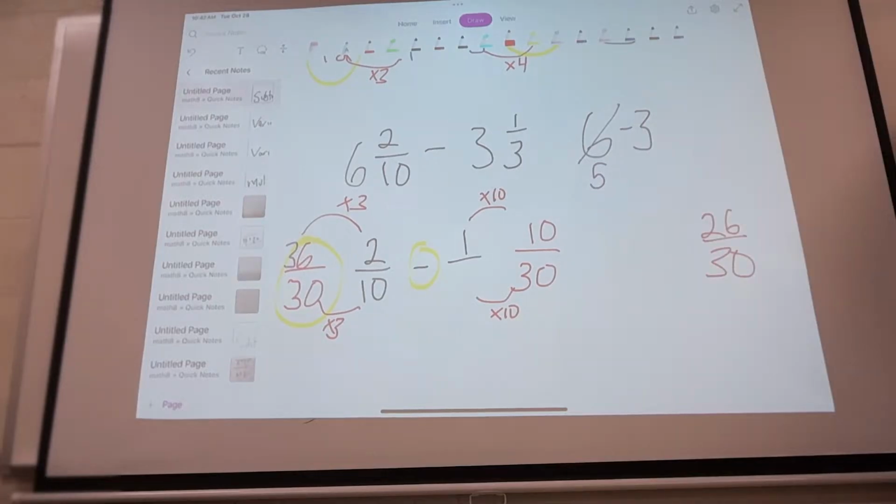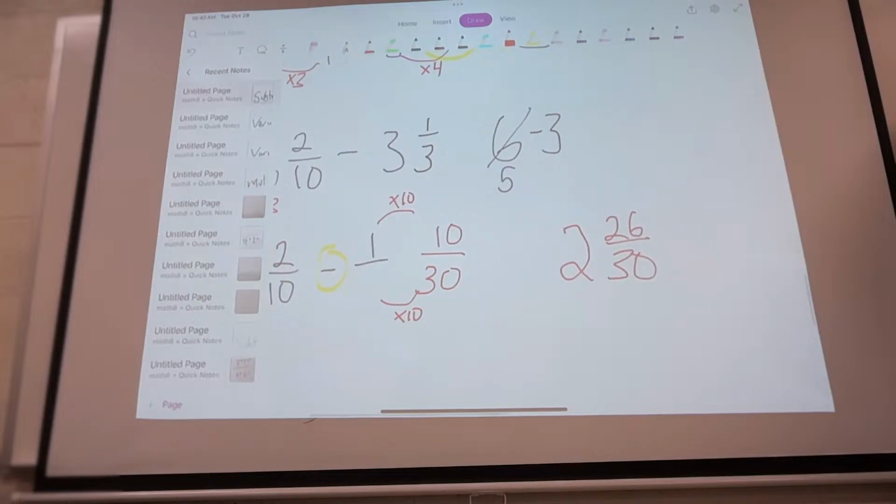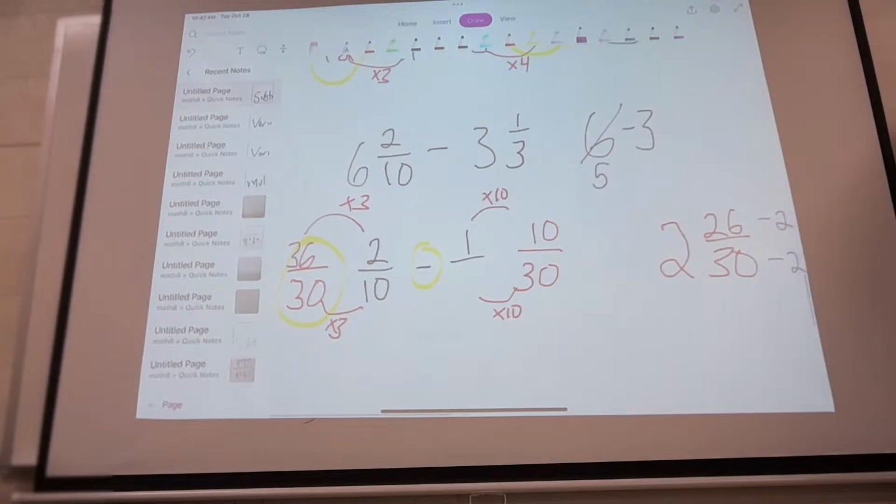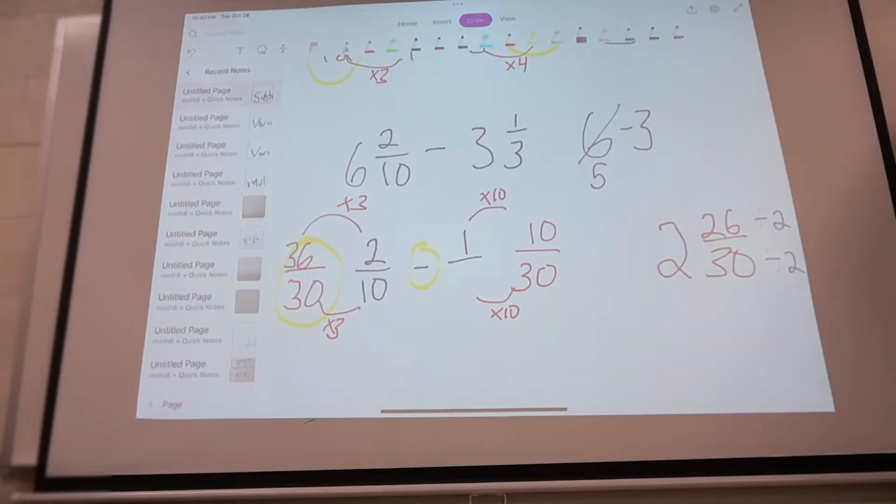And we go back up top. Now it's not a 6, it's a 5. 5 take away 3 is 2. 26 over 30. Can we reduce that? Yes. Cut them both in half. 2 and 13/15. That's the only problem with getting rid of your whole numbers right in the beginning. Sometimes you got to borrow.